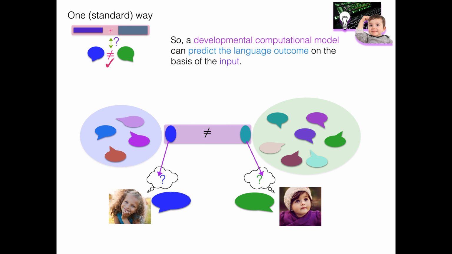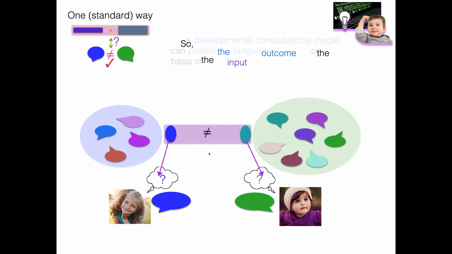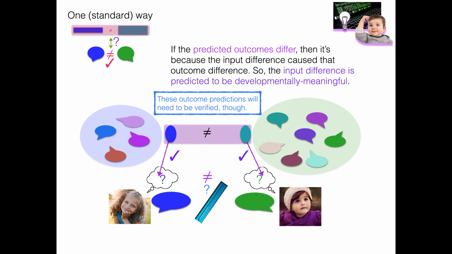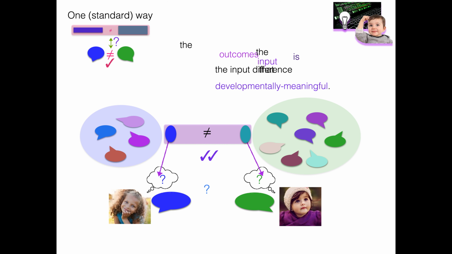So a developmental computational model is going to then predict the language outcome on the basis of that aspect of the input, right? If the predicted outcomes differ, then it's because the input difference caused that outcome difference. So the input difference is predicted to be developmentally meaningful. So these outcome predictions, of course, need to be verified, but at least it's telling you what specific outcome you ought to be measuring, right, to see if that input difference is developmentally meaningful.